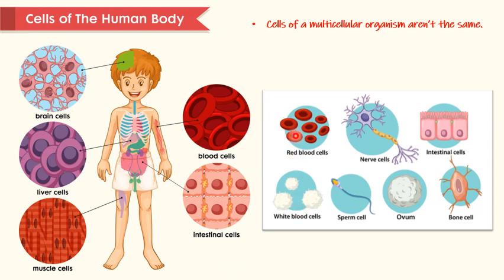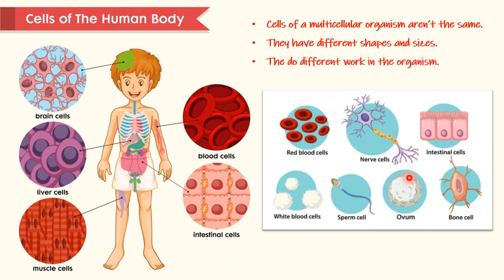For example, look at the red blood cell and the white blood cells. They are both found in the blood, but every one of them has a different function, different size, and different shape. Look at the nerve cell. It's related to the nervous system. The intestinal cells, which are found in the small and large intestine. The sperm cell and the ovum cell, which are engaged in the reproduction process. And also the bone cell. So each one of them has different size, different function, and different shape, as we said.